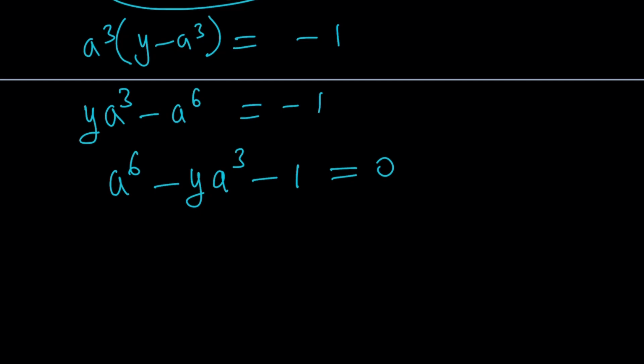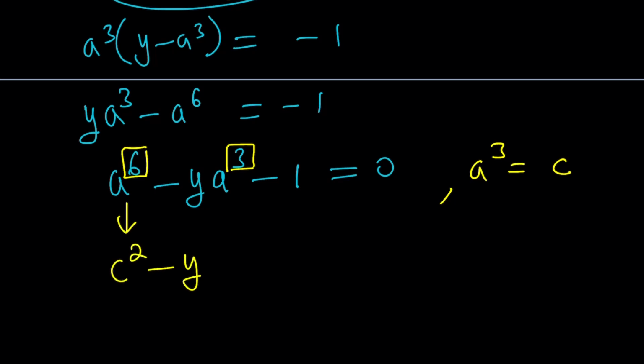Even though this looks like a hexic equation, maybe a little hectic, it actually can be turned into a quadratic by calling a cubed something. How about a cubed equals c? All right, you see what I'm talking about? Now replace a cubed with c. This is going to be c squared minus yc minus 1 equals 0.